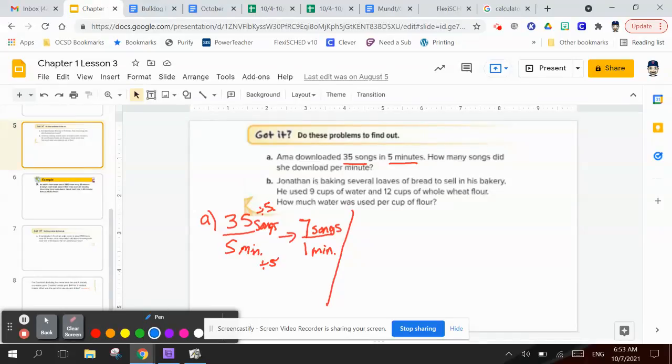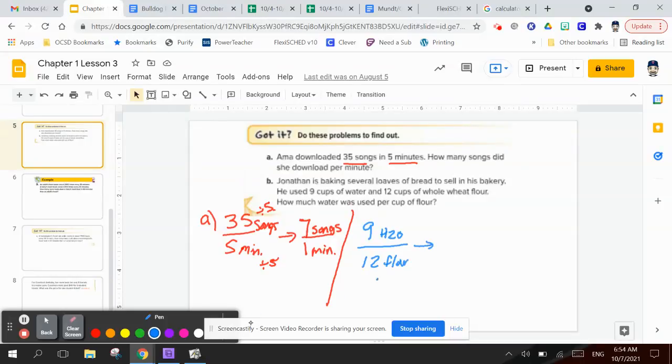So pause the video and try letter B on your own, and we'll talk about it when we're done. Letter B says Jonathan is baking several loaves of bread to sell in his bakery. He uses 9 cups of water and 12 cups of whole wheat flour. How much water was used per cup of flour? So to set this up, we have cups of flour as my denominator. So I have 9 H2O, that's water, to 12 flour.